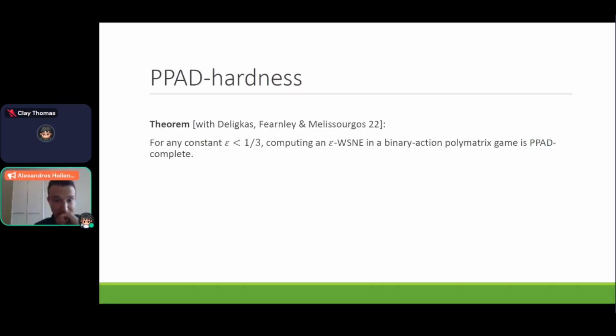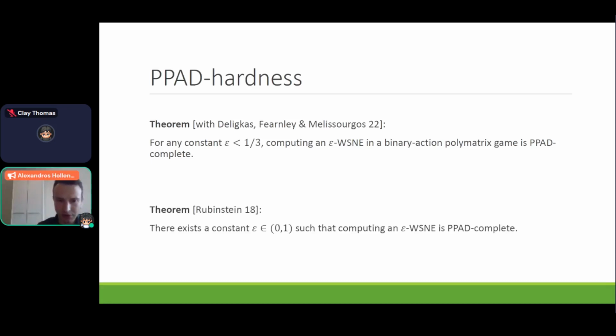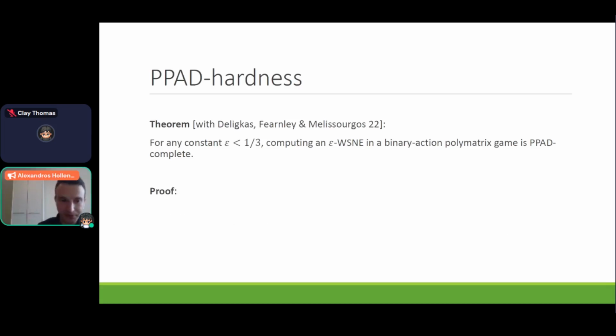But it turns out that no. We can actually show that if you want anything better than 1/3, that's going to be PPAD-complete. Okay, so this is like a tight threshold. And let me just mention that using the previous tools, this generalized circuit problem, it was possible to show already that there must exist some constant where the problem becomes PPAD hard. But using this pure circuit problem, we can now show that it's actually anything below 1/3.